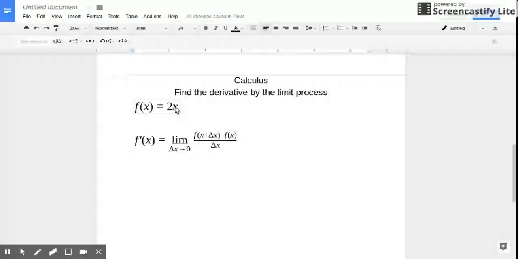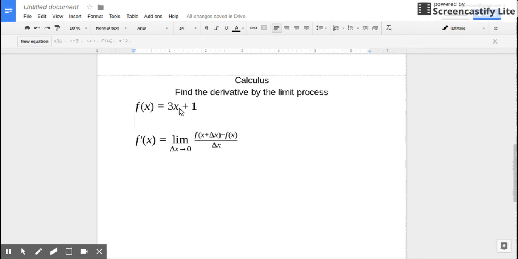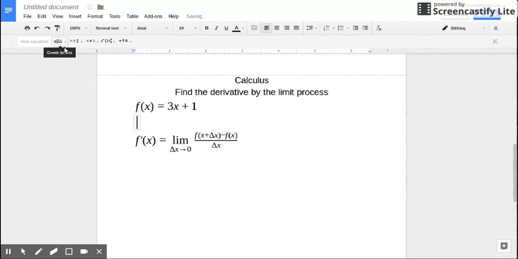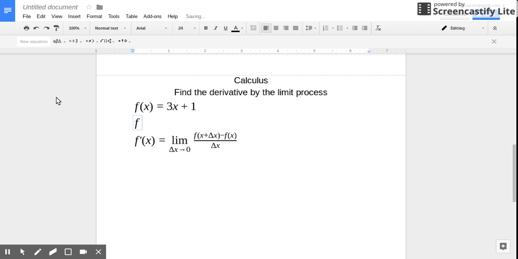All right, so let's look at a different one here. Let's put a 3 here, and let's add a constant. We'll add 1. So we have f of x is equal to 3x plus 1, and we're going to want to find f prime of x.